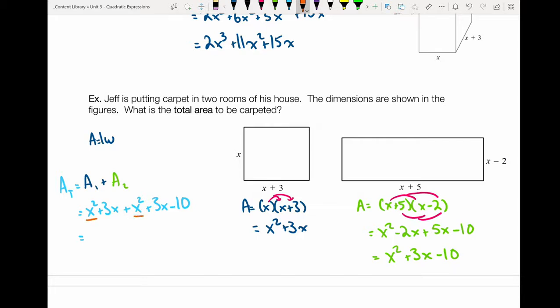So I have some x squareds, and I have x's, and the constant, then minus 10 is on its own. So when I add them together, 2x squared plus 6x minus 10. This is my final answer here. This is my total area when I've added both of my areas of the shapes together. So same idea as what we've been doing, except now we're just adding the two results and collecting like terms.